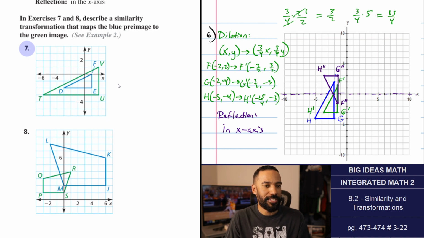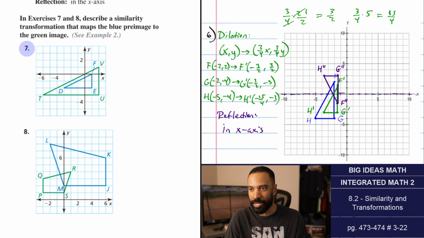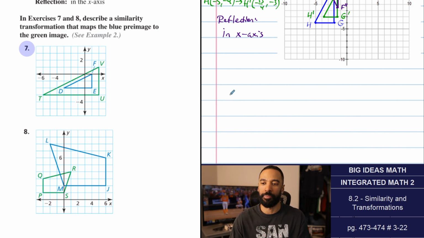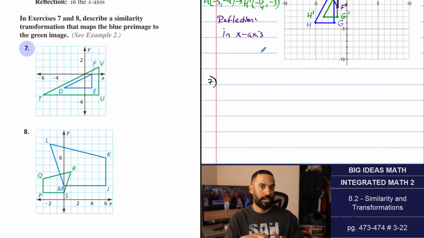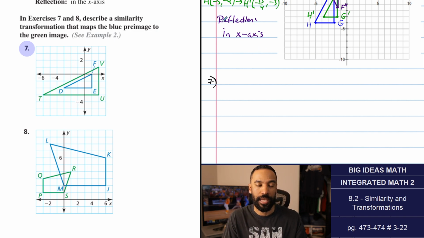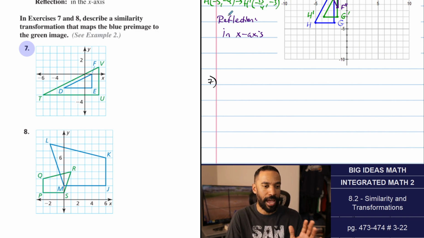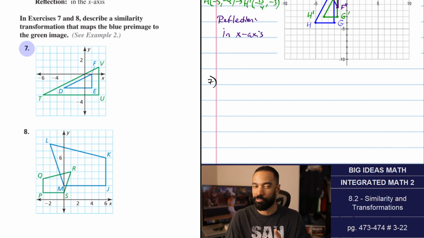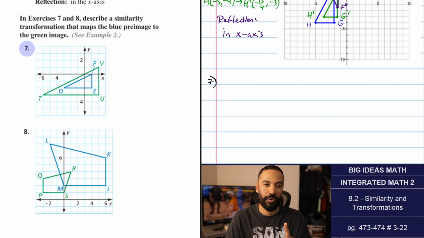In exercises 7 and 8, describe a similarity transformation that maps the blue pre-image to the green image. Okay, there are a lot of ways you can do these problems, keeping in mind that dilations do have a center and they grow, following the same rule, growing every which way in a direction. I really recommend you find that center first, though. Here's what I'm going to do to find the center.